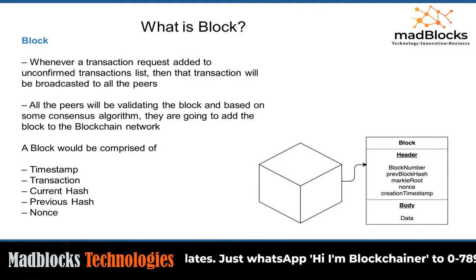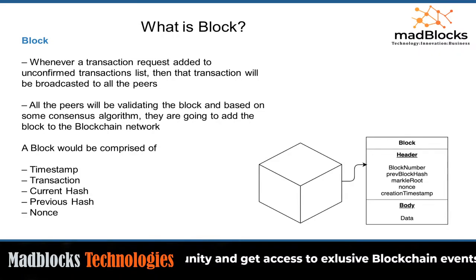Say if there are 1 million peers in the peer-to-peer network, all this information will be broadcasted to the 1 million peers. Then all the peers will validate the block based on some consensus algorithm that we will discuss later. So they are going to add the block to the blockchain network, as I said earlier. They will validate the transaction. If 51% of people say that yes, this transaction is valid, we can add it, then obviously the remaining peers should also add this block to the blockchain network.